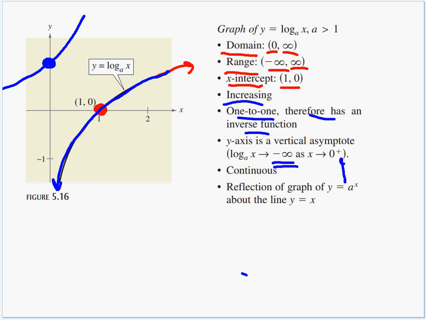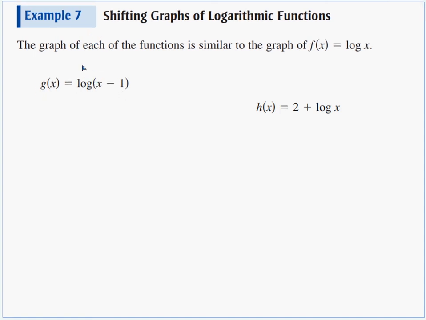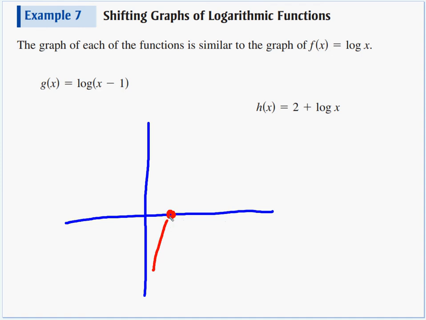All right. Let's see here. Shifting graphs of logs. The graph of each function is similar to the graph of log x. I believe the book just wants us to tell us how it's been shifted. Let me just do a quick graph here. We've got log of x. I'll do that in red. So here's our regular old log of x. It goes through 1, 0.